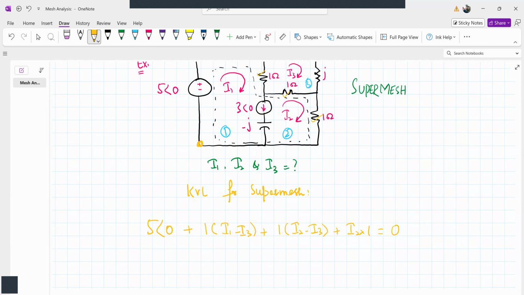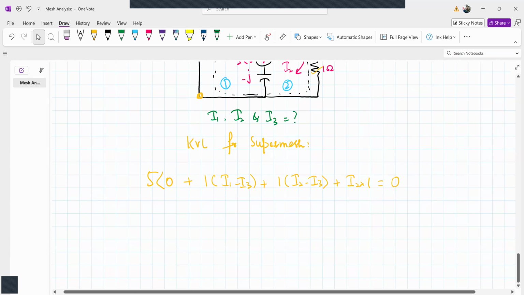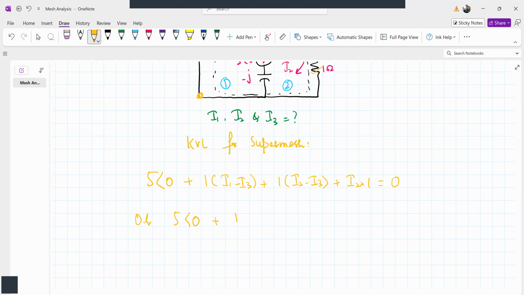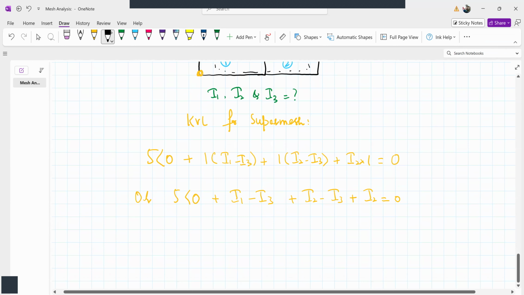So the sum of these voltage drops is equal to 0. If we simplify this, we can write it as 5 at an angle of 0 plus (I1 minus I3) plus (I2 minus I3) plus I2. Now 5 at an angle of 0 is simply 5.